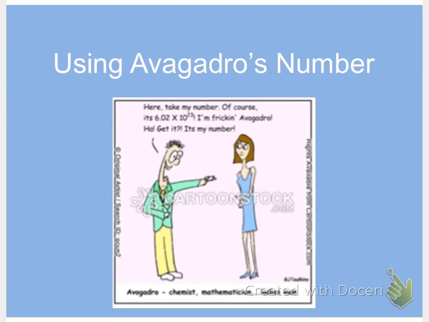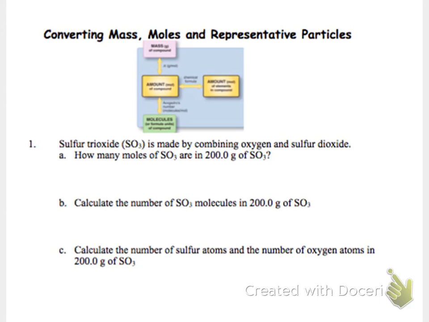This video is about using Avogadro's number to go back and forth between grams and moles and particles. So we're going to convert between mass and moles and representative particles. And remember that representative particles can be atoms or molecules or formula units, depending on what you're talking about.